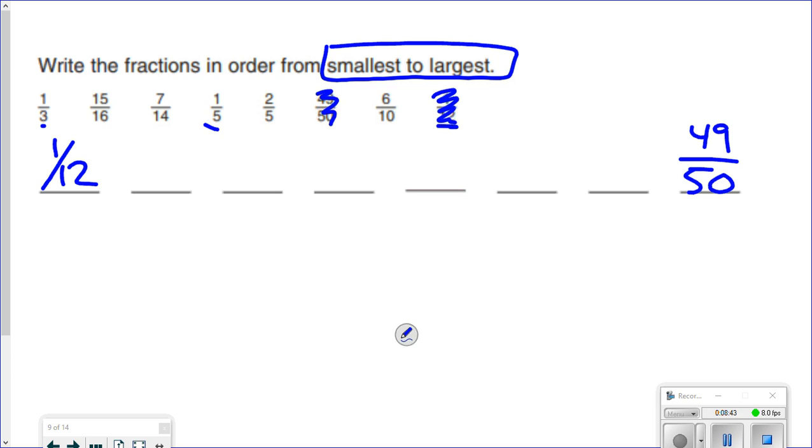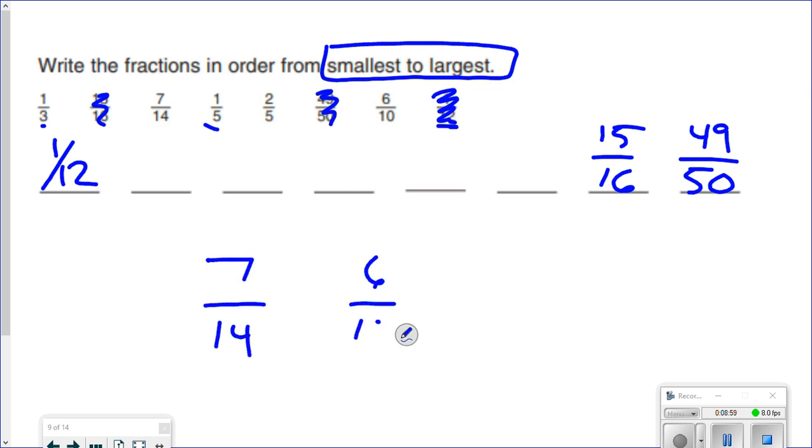15/16 is my next biggest. I'm going to move this right here. How about my next biggest? It looks like I'm dealing with the 7/14 and 6/10. I have 7/14 and 6/10.